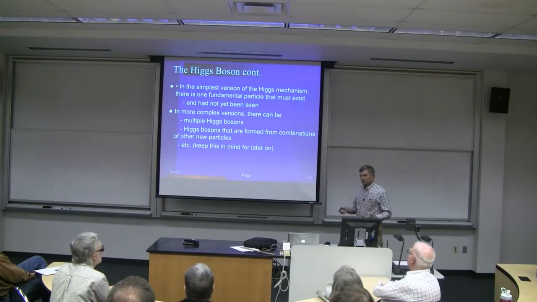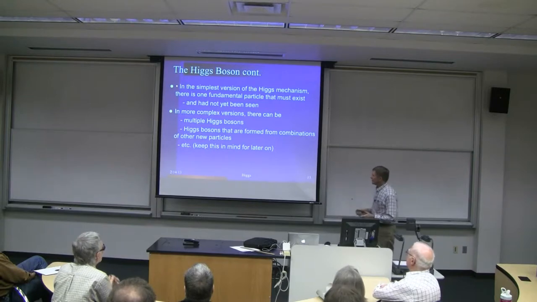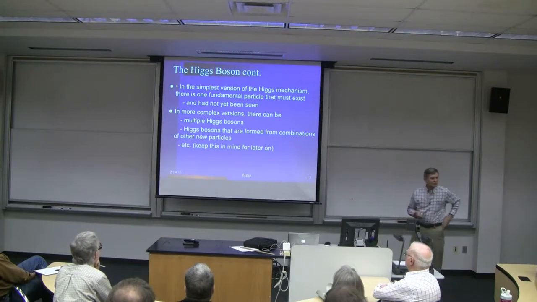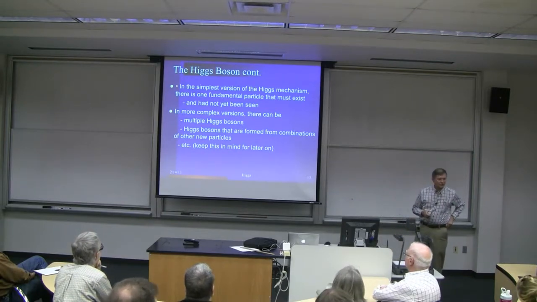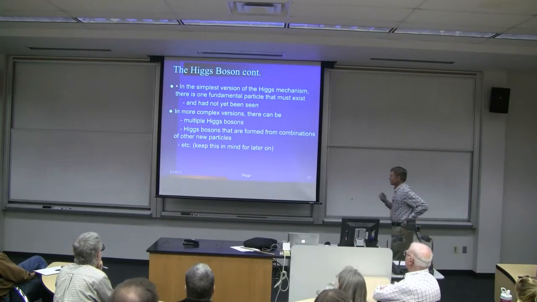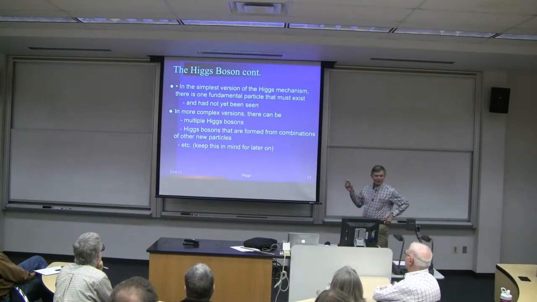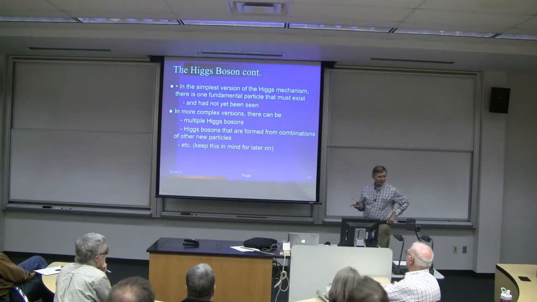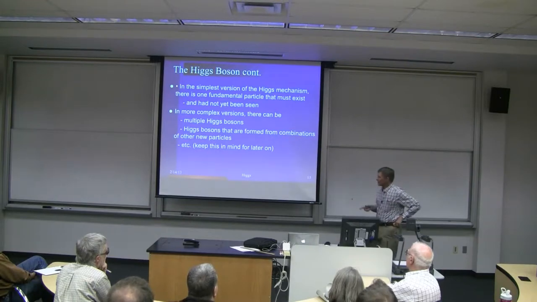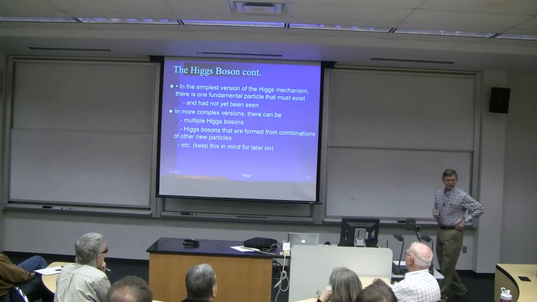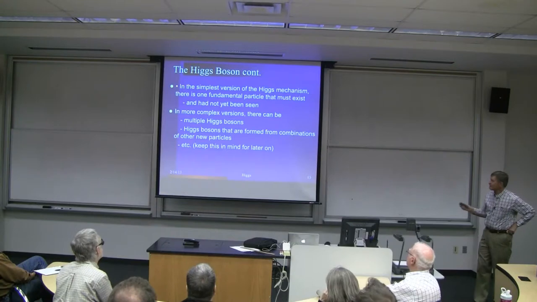Because people have been searching for a long time, there are lots of extensions to the simplest theory, and they have multiple particles. There can be charged Higgs, there can be neutral Higgs. There are lots of extensions, and keep this in mind at the very end, because I'll tell you up front that we have not claimed as an experiment that we have observed the Higgs boson. We've claimed that we found a particle, but we need to do more measurements before we claim it as the Higgs particle that's there in theory.